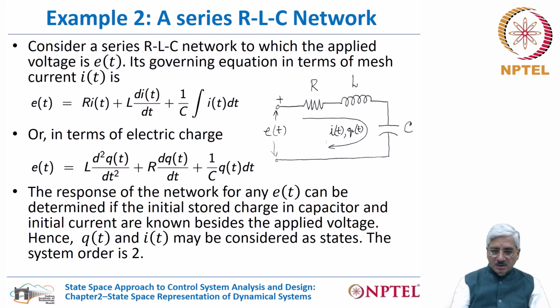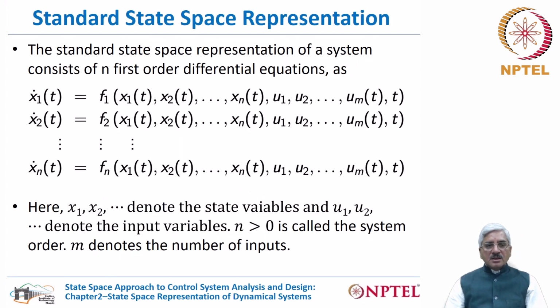Well, these two examples are just to demonstrate how we could choose the set of quantities which may constitute the system state, although the two quantities are not unique. Now, with this background, let us come to the standard state space representation of dynamical systems which have been introduced in the 60s. The standard state space representation consists of n first order differential equations given as this.